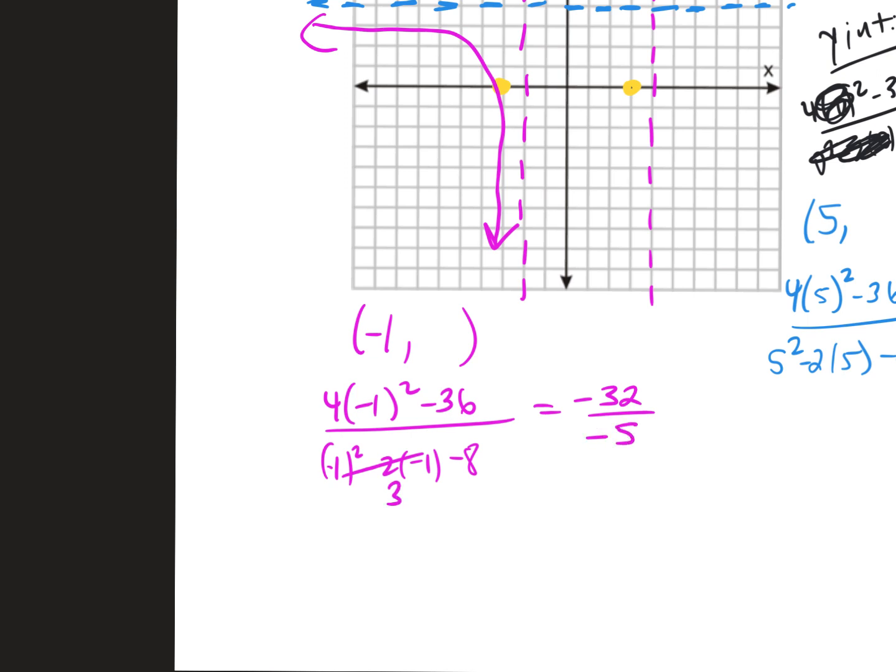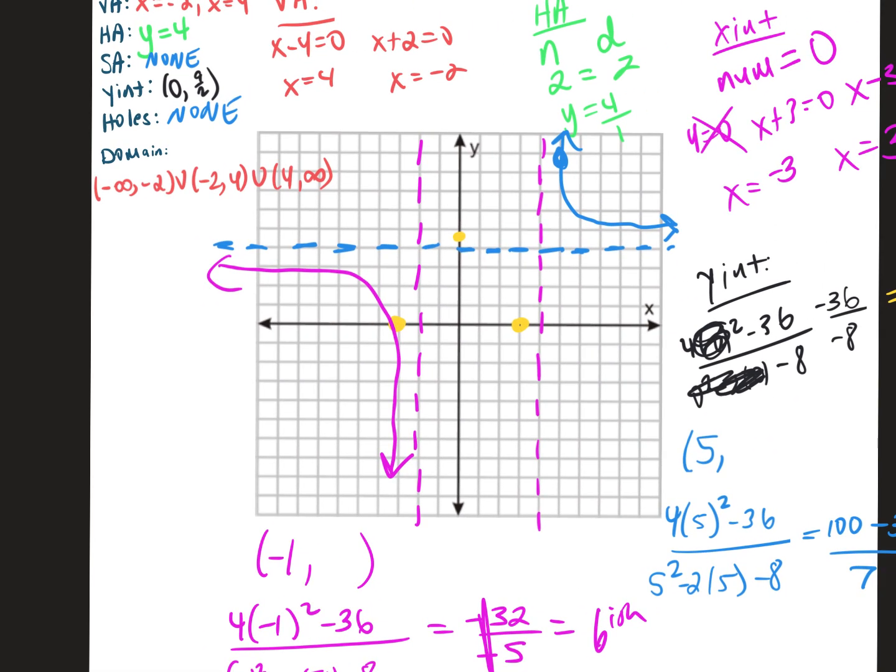Guys, first thing you need to do, what is a negative divided by a negative? Positive, okay? So when we simplify this, be careful with your signs. How many times can 5 go into 32 without going over? 6, right? So it's 6-ish. So let's see where 6-ish is. If I go to -1, I go 1, 2, 3, 4, 5, 6-ish.